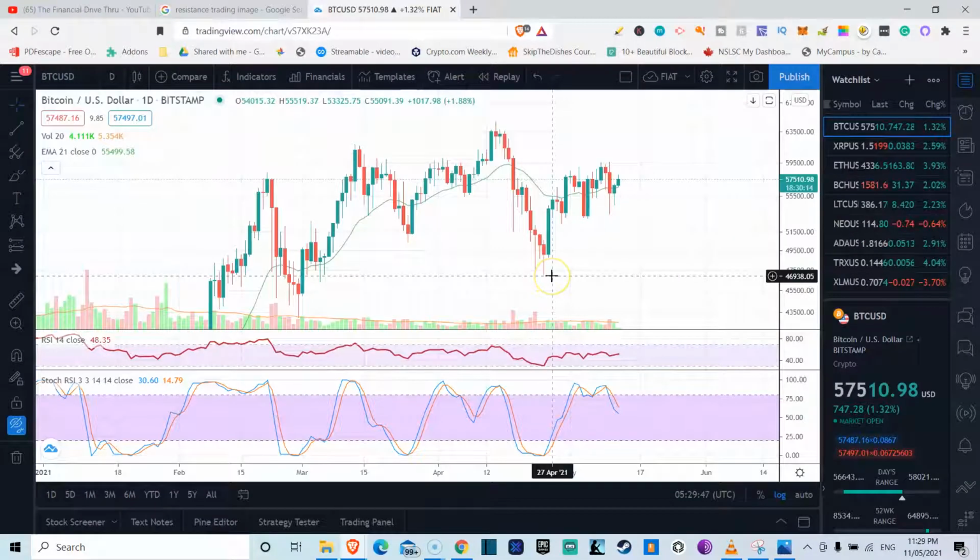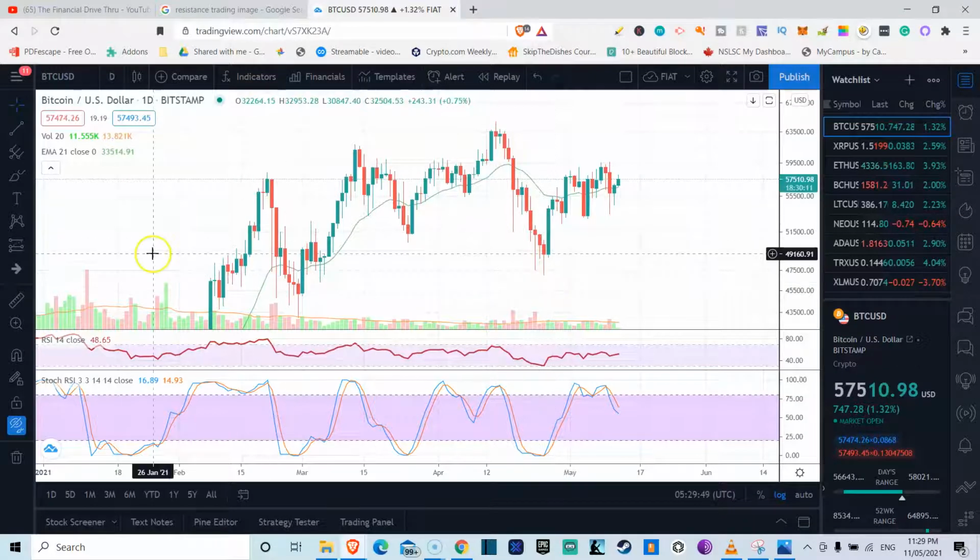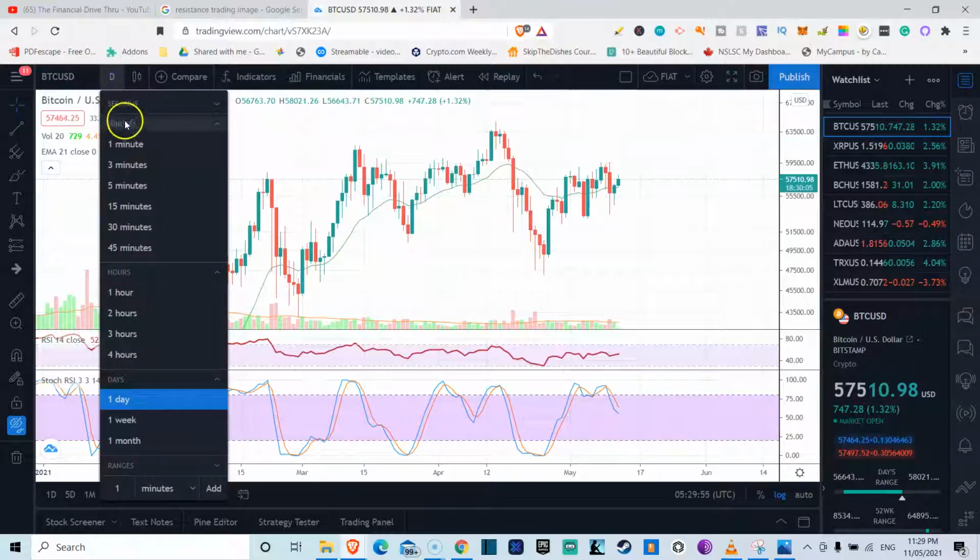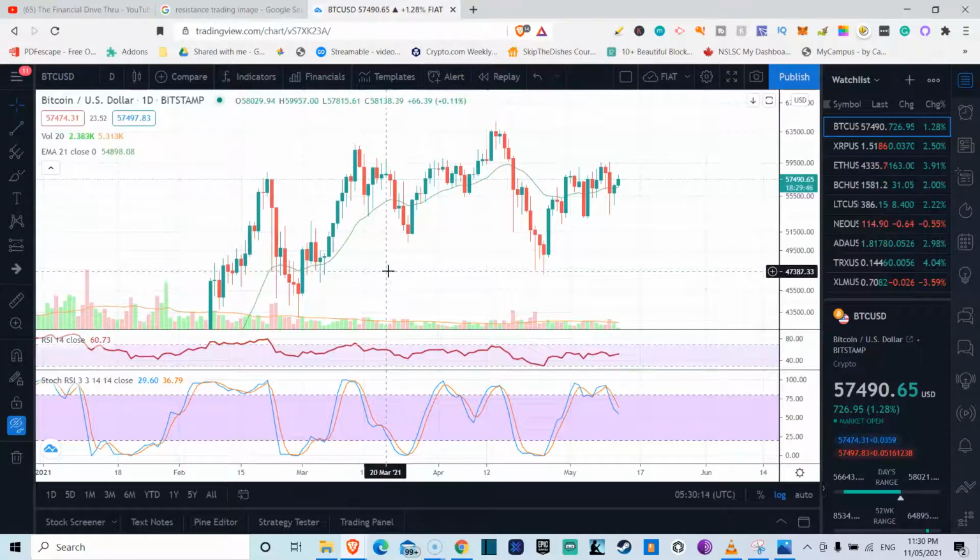Okay, so what I have open here is the Bitcoin USD chart, and this is a daily chart. Where you see this D right here, you can have minutes, 1 minute, 3 minutes, 5 minutes, 15 minutes, 30 minutes, 45 minutes, 1 hour, and so on and so forth, right? I like to use the daily chart because the signals that I see on this are definitely stronger than any of the lower time frames. Let me explain that. First of all, this is a daily chart.